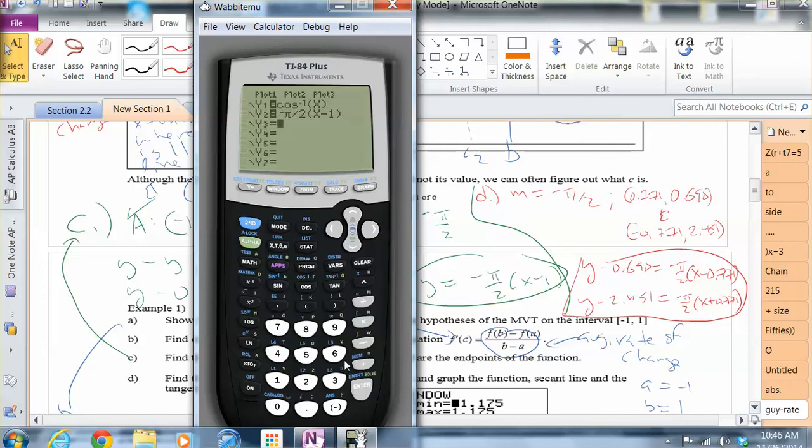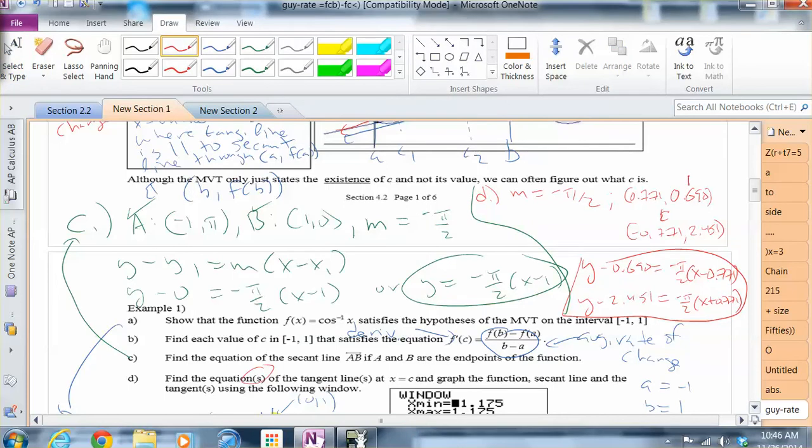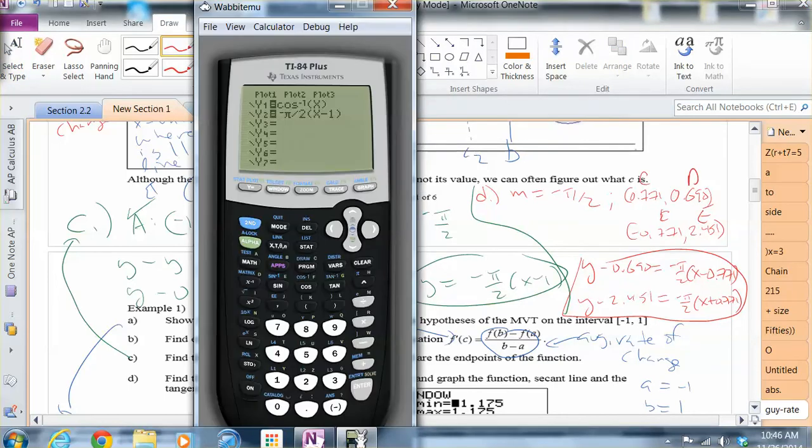Now, the way I'm going to write the first one here in red, negative y minus 0.690 equals negative pi over 2 x minus 0.771, because I stored this as d, this as e, and that as c. I could just say alpha d minus pi over 2, because I'm just moving 0.690 over, and x minus c. I think that is correct. Yes, that's what I want to do.